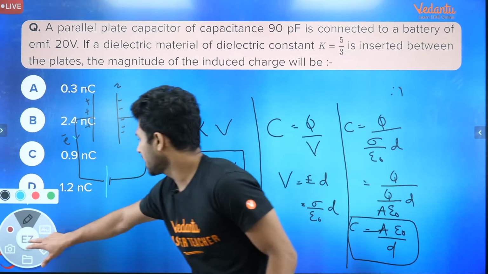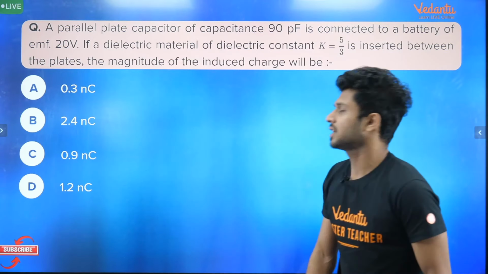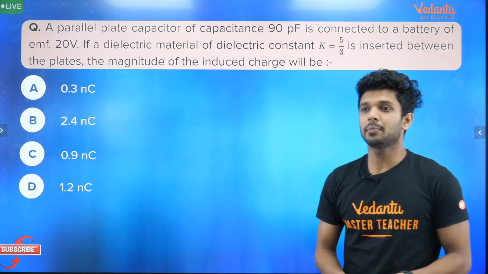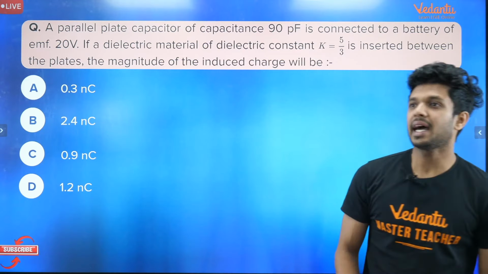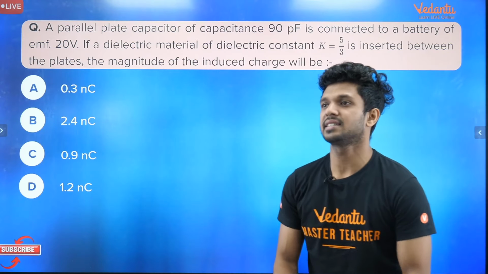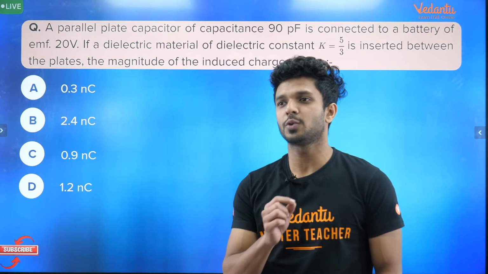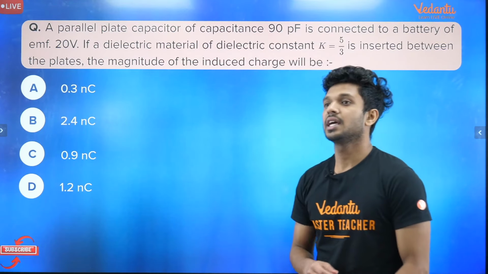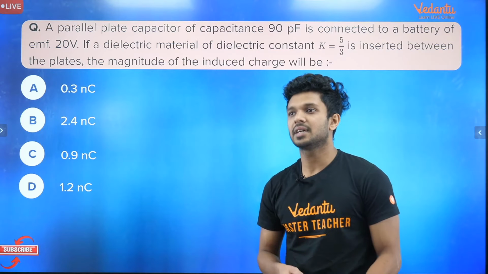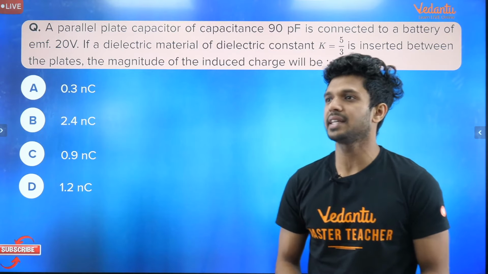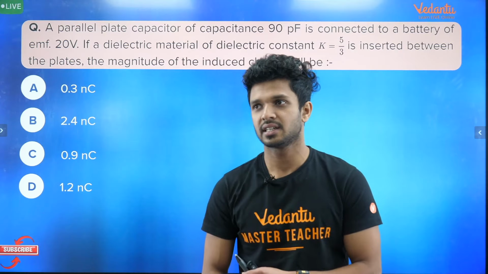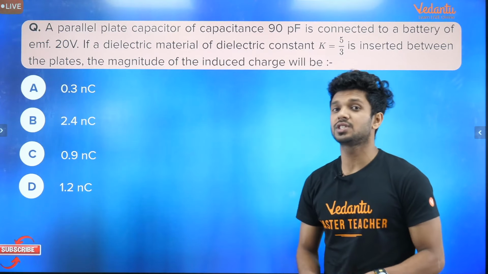Okay, so we have the first question in front of us. What does it say? I'll read it for you. A parallel plate capacitor of capacitance 90 picofarad is connected to a battery of EMF 20 volt. If a dielectric constant K is equal to 5 by 3 is inserted between the plates, the magnitude of induced charge.